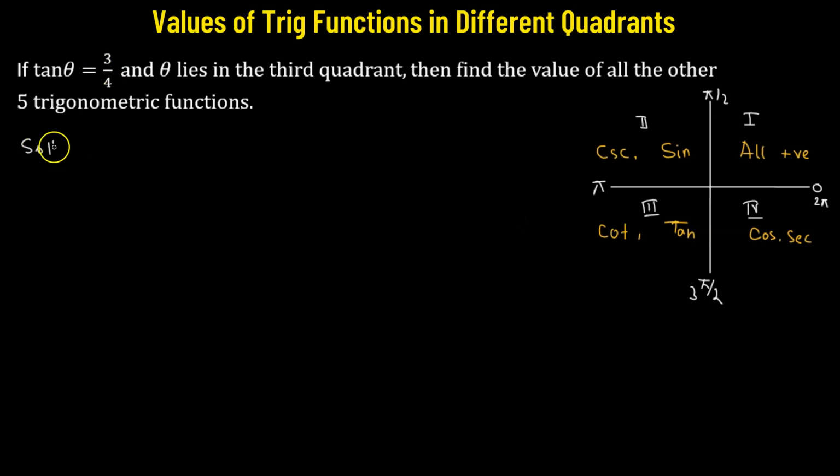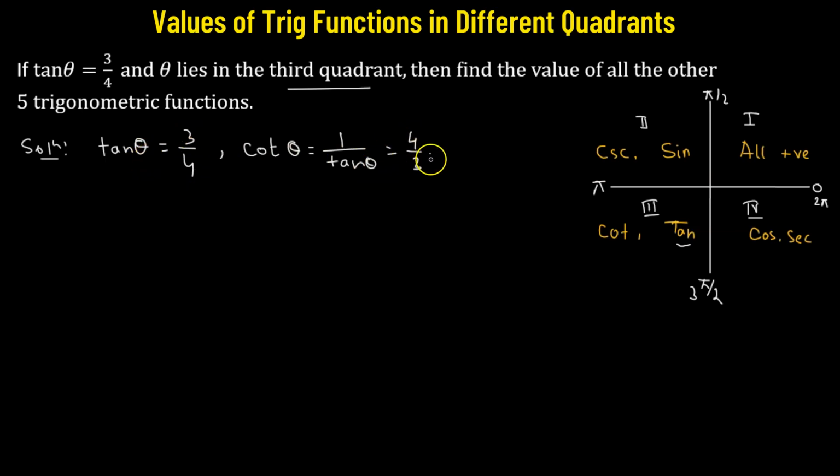Here we are given the value of tangent theta. Tangent theta is given as positive 3/4. It's positive because we are in the third quadrant. In the third quadrant, the tangent function is positive. Now that we have the value of tangent theta, we can also define the cotangent function. Cotangent of theta is simply the reciprocal of the tangent function. We have been provided with the value of tangent theta, which is 3/4, so its reciprocal will be 4/3. Fine, we have obtained the first trig function.